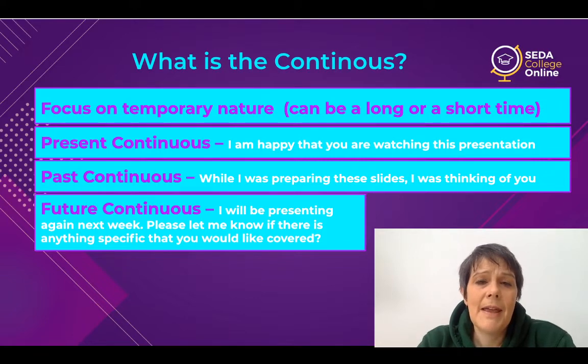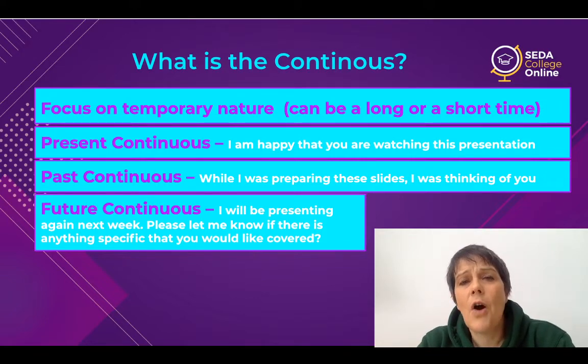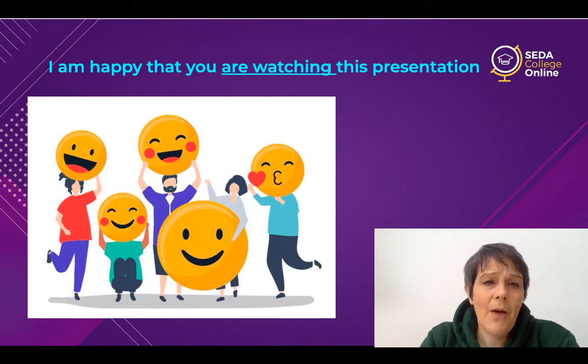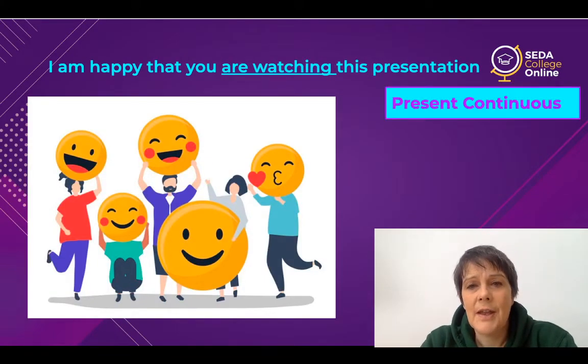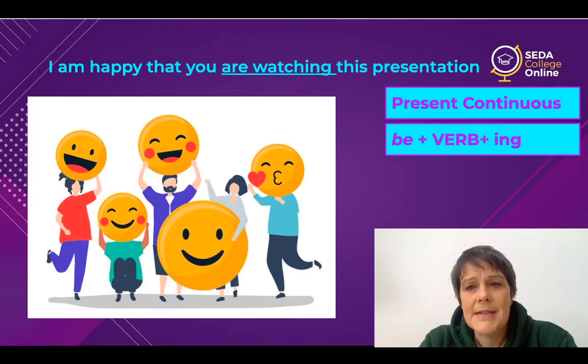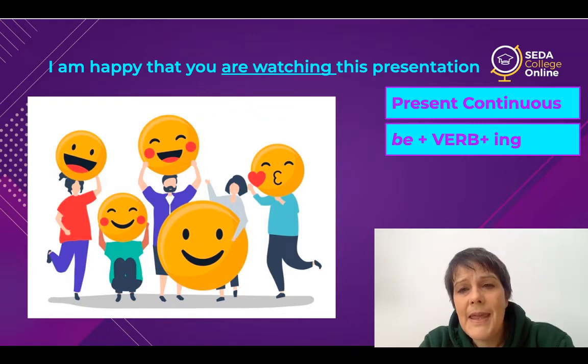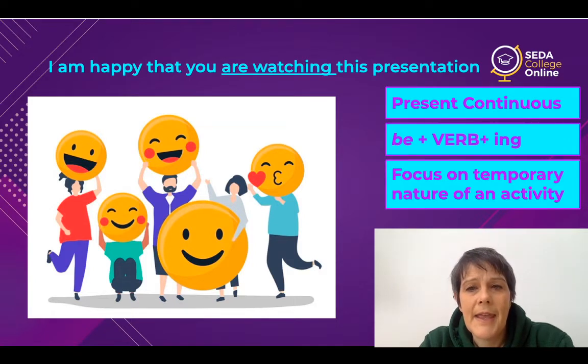Obviously it's be plus ing. It shows that that's not something that goes on and on and on. It's something we're talking about next week. It's a temporary time. So right now I'm happy that you're watching this presentation. That is a present continuous sentence. The structure of present continuous, as I'm pretty sure you're all aware, is the verb to be plus the verb with ing form. And as we say, it's temporary. So I'm happy right now, that's a permanent state, that you are watching this presentation temporarily.